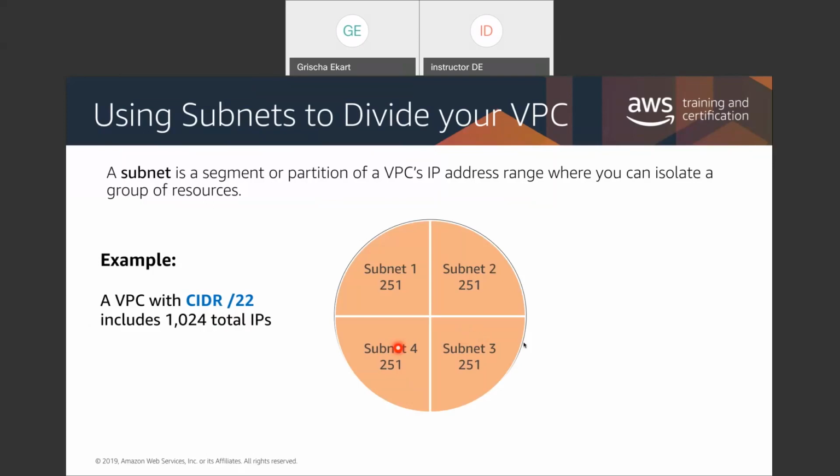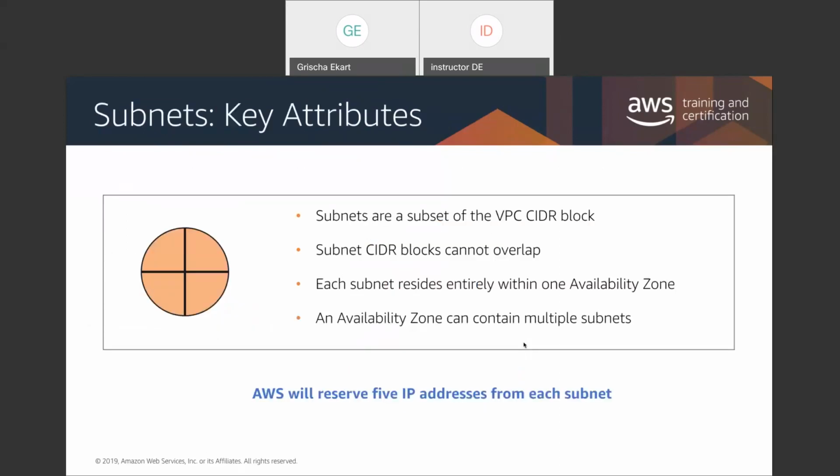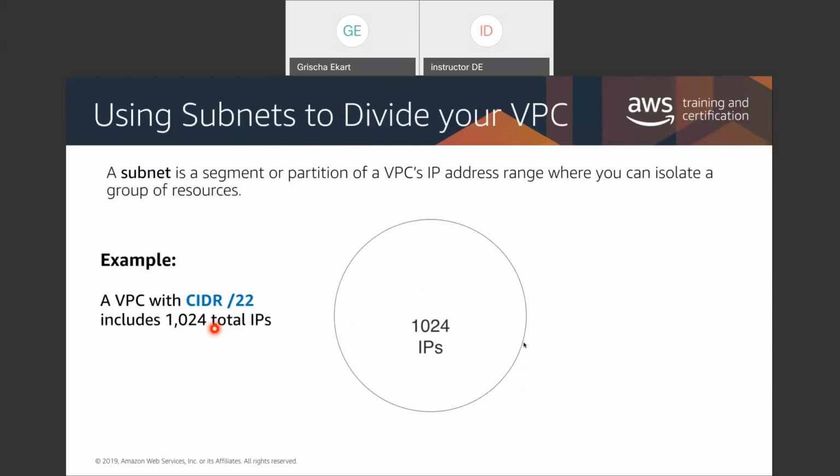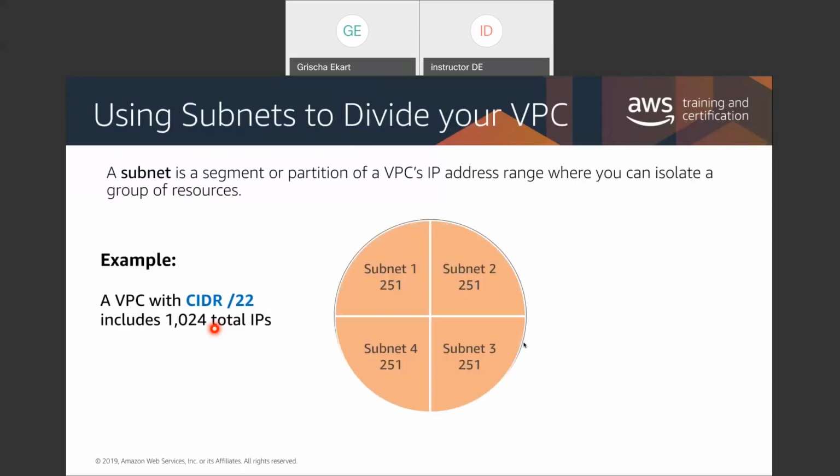All right, so now 1024 divided by 4 is 256. Now, 256 would be the number that we would actually be looking for. However, as you can see here, actually there was just 251. So what's the reason? The reason is that we just cannot use all of those IP addresses, and we'll see why in just a second.